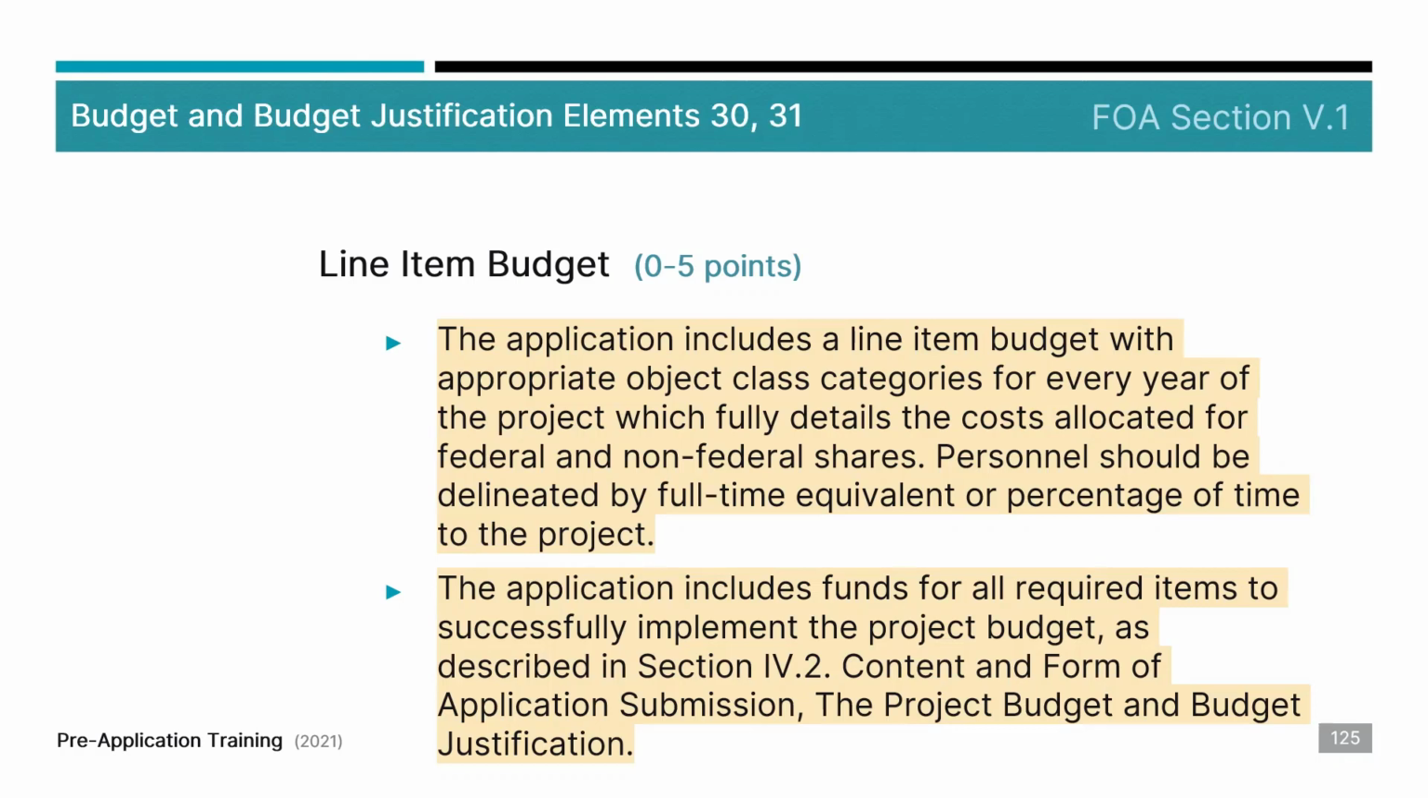The budget also fully details the costs allocated for federal and non-federal shares, and personnel should be delineated by full-time equivalent or FTE or percentage of time to the project. The second element is that the funds are all required items to successfully implement the project as described in section 4.2 content and form application submission, the project budget and budget justification.